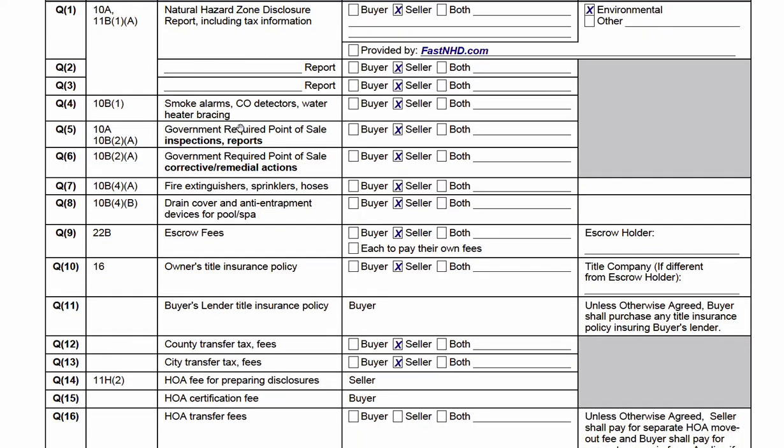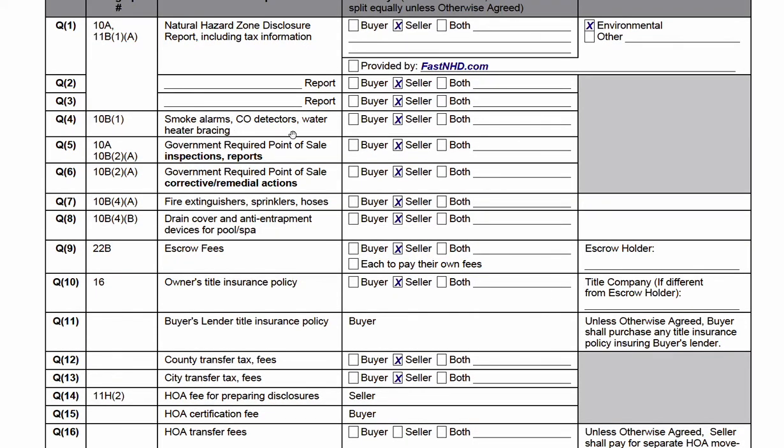And then we have, again, smoke alarm, CO2 detectors, and CO detectors. They'd left the 2 off. Water heater bracing, seller to pay for that. Government required point of sale inspections reports, seller. Corrective actions, seller. Fire extinguishers, sprinklers, hoses, seller. If applicable. So if some of these items aren't applicable, you don't need to check anything. If you're unsure, just check seller just to protect yourself.